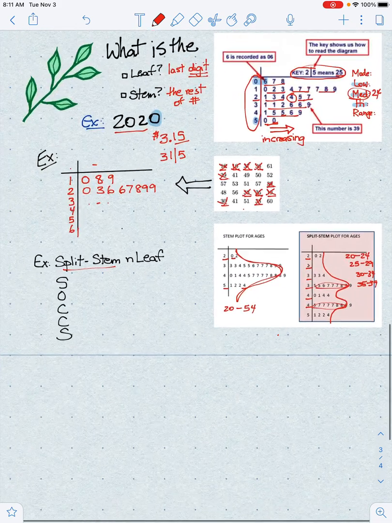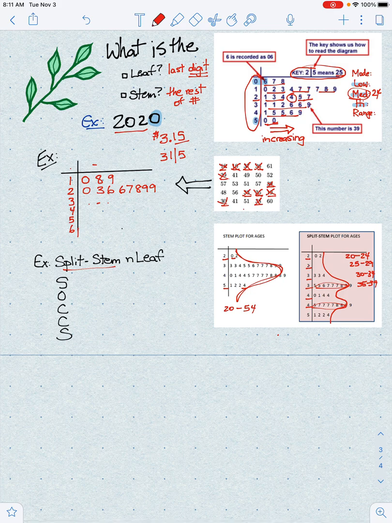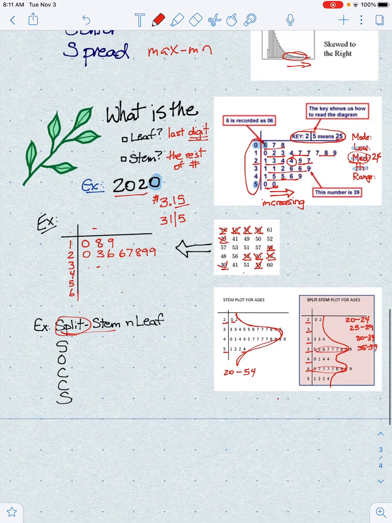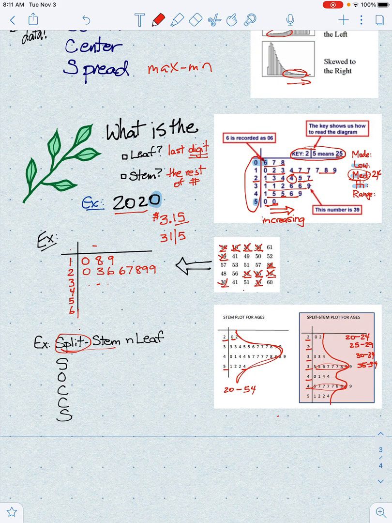So make sure that you pay attention to that word split if they include that in the directions, and then do that. Again, each of your stems needs to be doubled up. Hopefully that makes sense. Good luck on your homework.